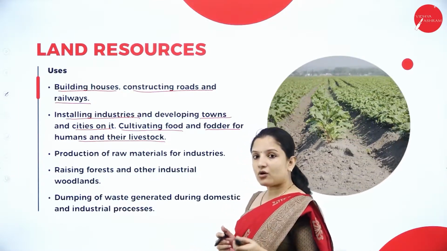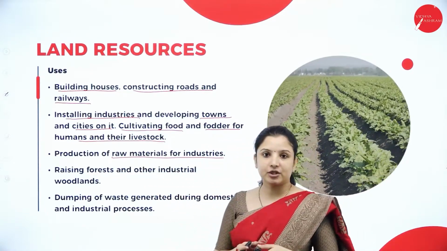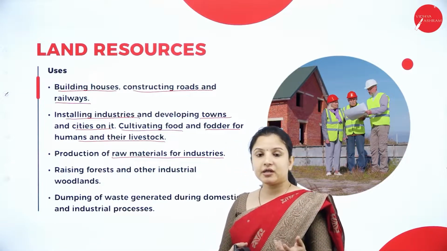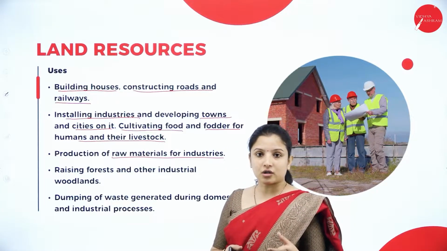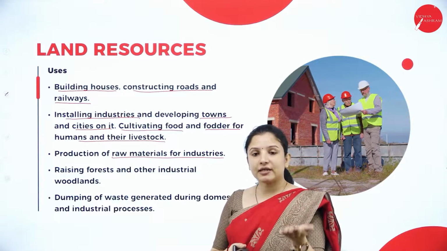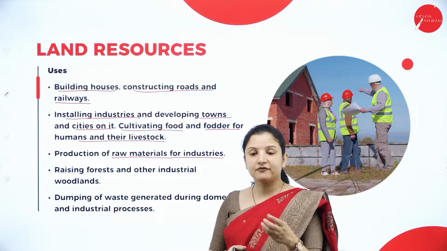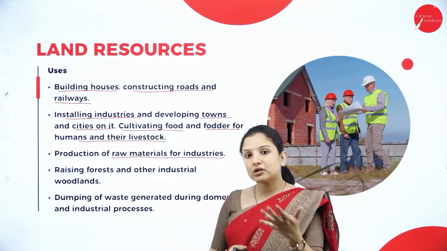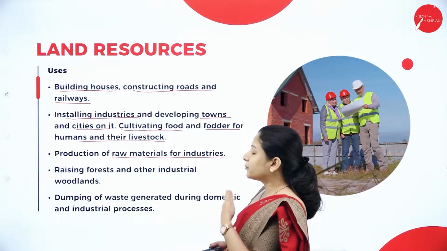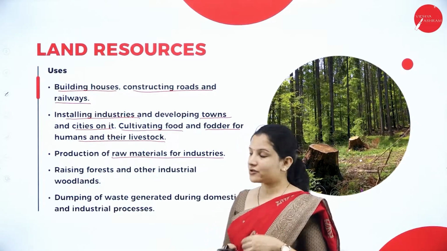And land is also important for producing raw materials for industries. Say for example, there is a fabric industry. So for a fabric industry, you need to grow cotton. So how can you grow cotton? For that you need land, right? So that is how. Or you have jute, that is rope making industry. For that you need jute. For that you need to grow jute on the land itself. So therefore, the production of raw materials for different industry depends on the land resources.